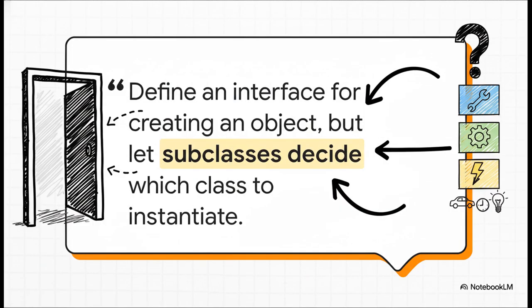And here it is, the formal definition, straight from the book. The key phrases you really want to zero in on here are "define an interface for creating" and "let subclasses decide." So, in plain English, we're creating a contract for how to ask for an object, but we're letting other parts of our code decide which specific object they're going to build in response.